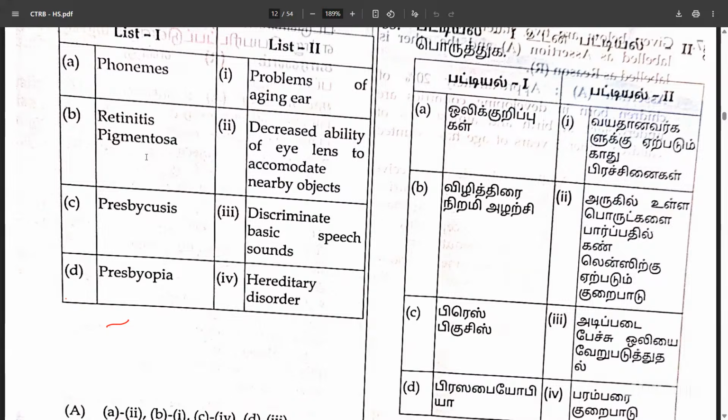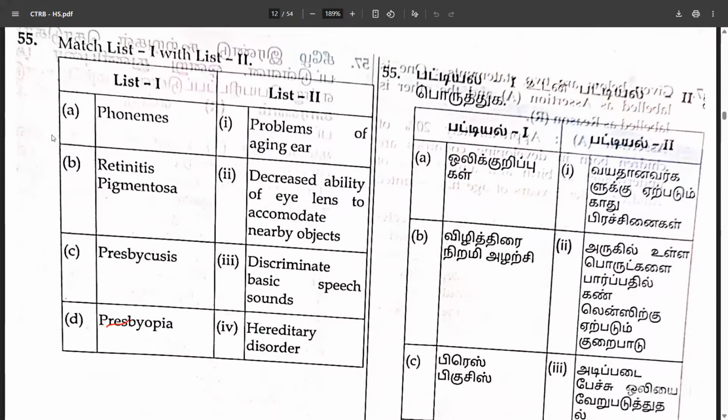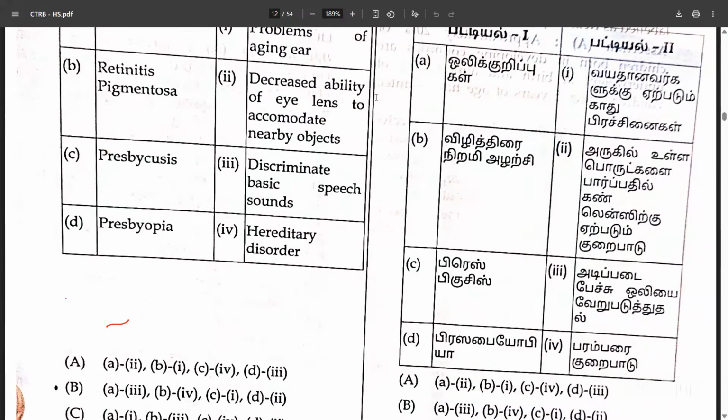Okay, the C option is presbycusis. This is a problem of the aging ear, an age related hearing loss kind of problem we see in this kind of condition. It is very common in elderly people. Then we have D, that is presbyopia. Presbyopia is a decreasing ability of eye lenses. So this is also related to your eyes.